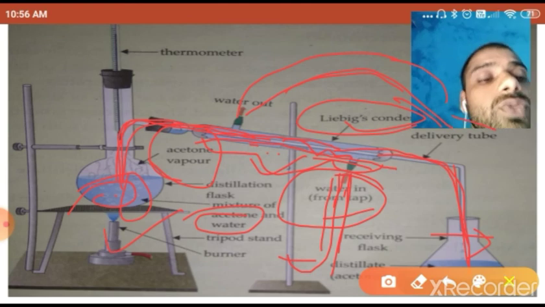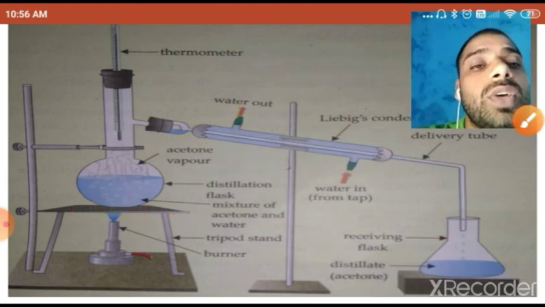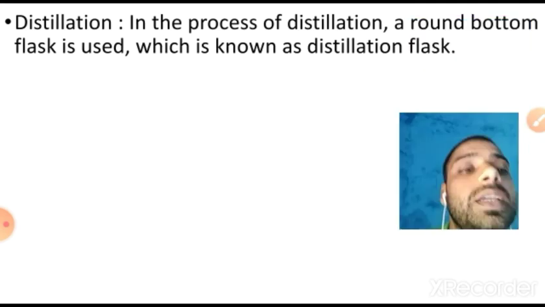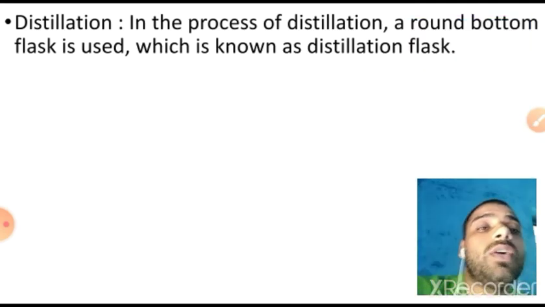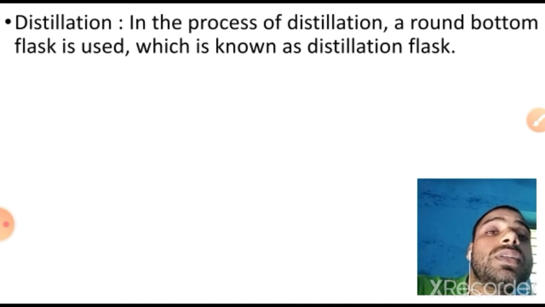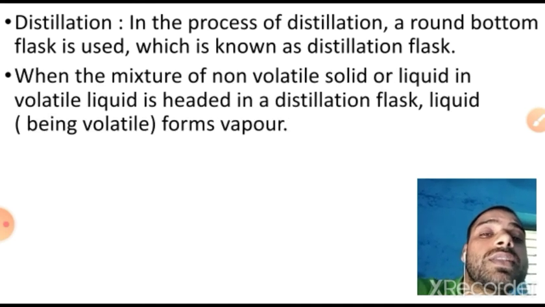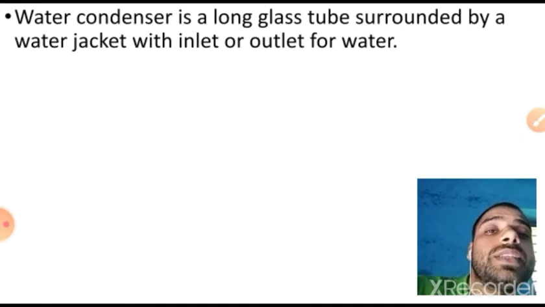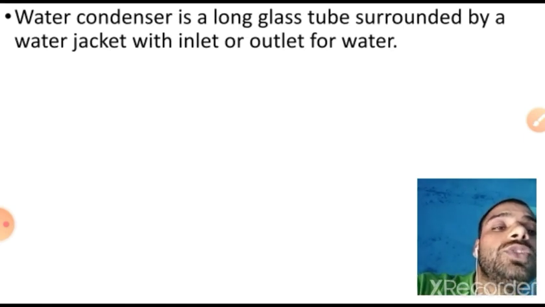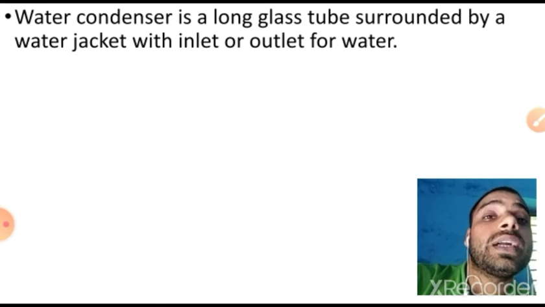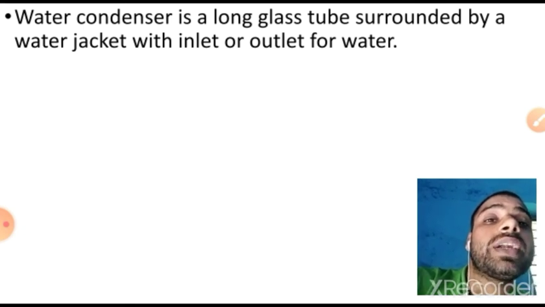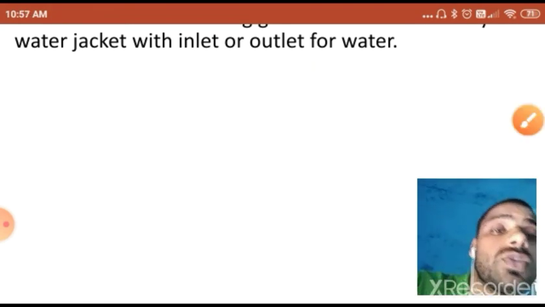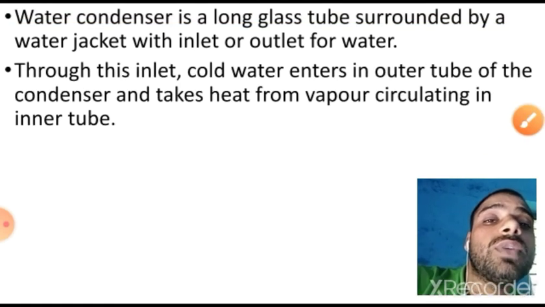Okay, dear students, I hope you have understood. Now you can see what is given here. In this process of distillation, a round bottom flask is used, which is known as the distillation flask. We have seen this one, okay? Now we can see the water condenser is a long glass tube. As you saw in the picture, the water condenser was a long glass tube surrounded by a water jacket which has an inlet and outlet for water. This also you have seen and understood the work of.